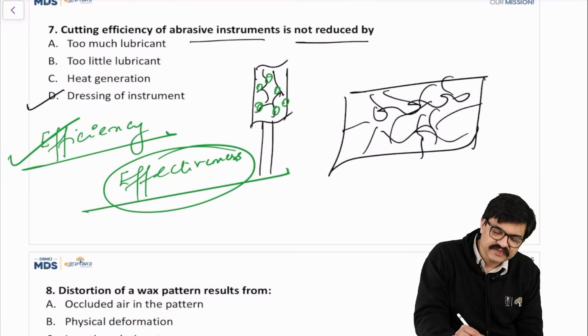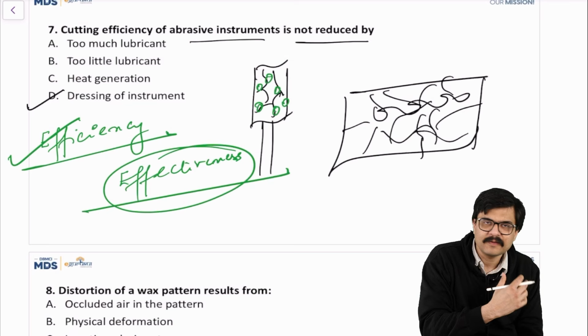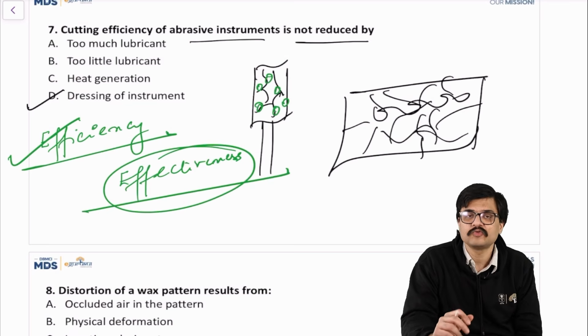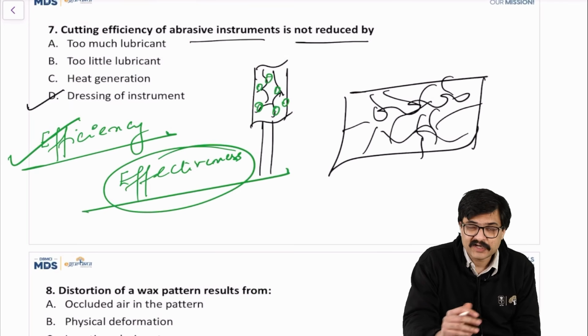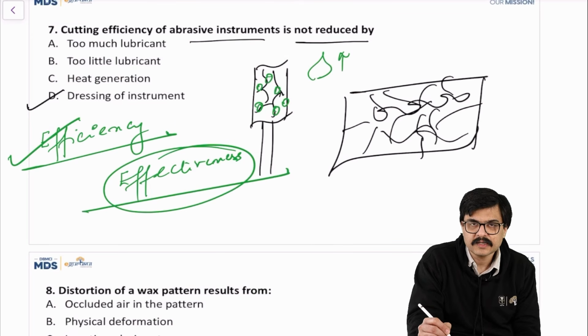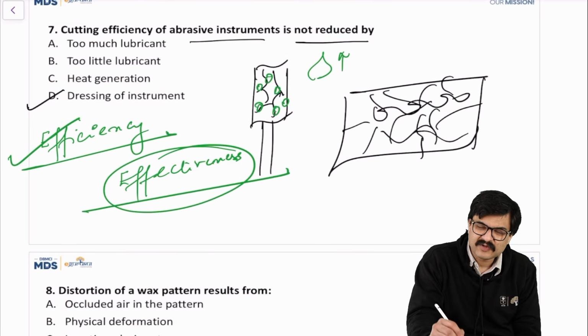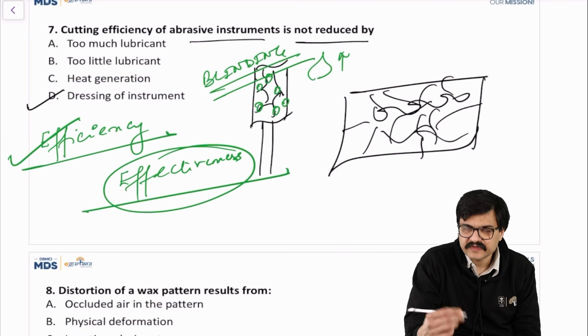So clinically, efficiency is also very important. Effectiveness is also very important. Now, I might be cutting a lot of tooth structure, but if I'm generating too much heat, I would end up killing the pulp, right? So if your abrasive instrument is filled with clogged debris and you're not cleaning it, then you are generating too much heat, okay? So that process of clogging of the abrasive with a lot of debris is basically known as blinding, okay? And if you're not cleaning this, you're reducing the efficiency.